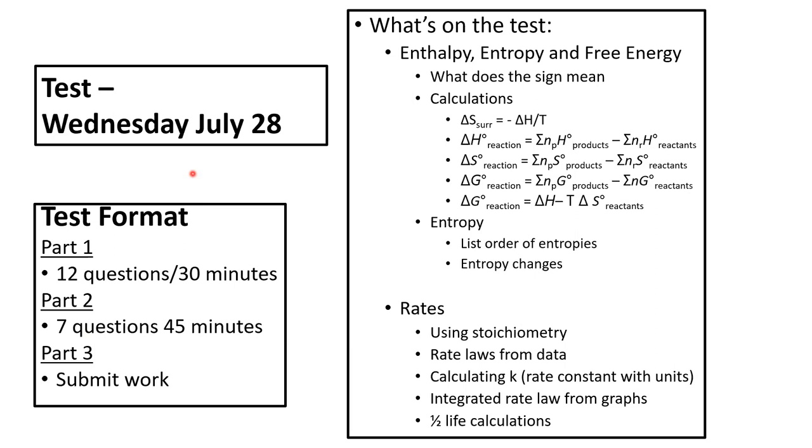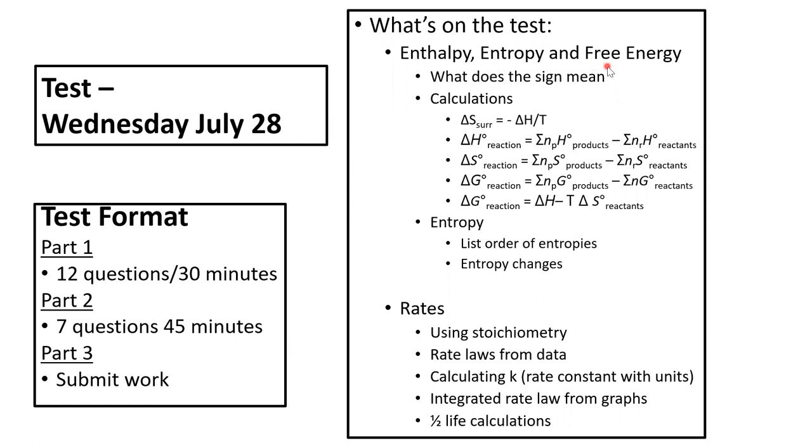So what kinds of things should you focus on? It's on thermodynamics: enthalpy, entropy, and free energy. You should know what the signs on delta H, delta S, and delta G mean. For delta H, positive means it's endothermic, negative means it's exothermic. For entropy, positive means you're increasing the disorder for the system. Negative means you're decreasing the disorder in the system.